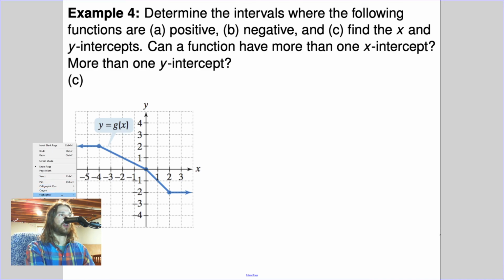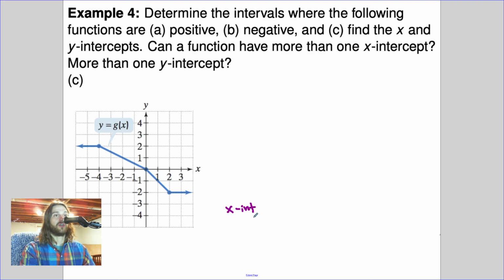Positive, negative, x and y intercepts. I already got purple up. Let's do x and y intercepts first. The x-intercept in this case is also the y-intercept. They are the same point. We say the x-intercept is (0, 0). The y-intercept is also (0, 0).